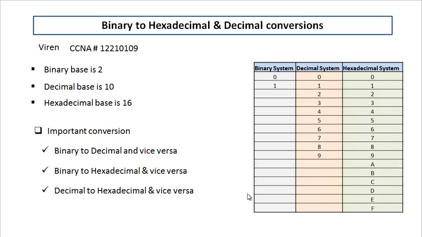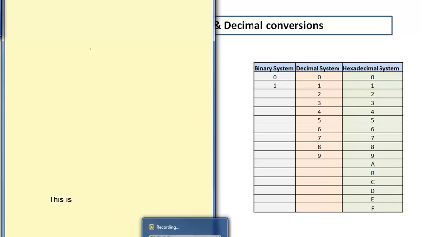So let me just open my scratchpad and quickly run you through all these conversions. First of all, binary to decimal and vice versa. Alright, so the very first one, binary to decimal and vice versa.